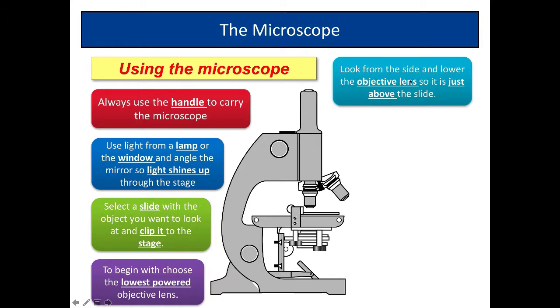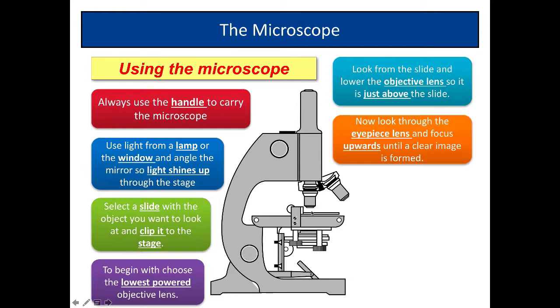Now when you start to try to focus it, don't look through the eyepiece, look from the side here. So get your eye level down here and then lower the objective lens. So lower this until this bit here is just above the slide. Okay, so do that from the side. Now look through the eyepiece and then focus.